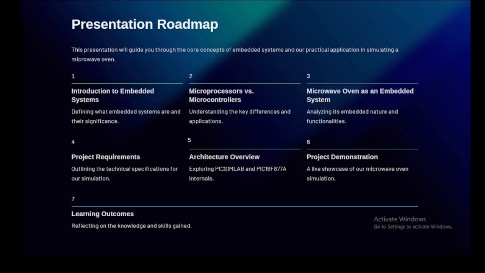So the presentation roadmap is as follows. This presentation will guide you through the core concepts of embedded systems and our practical application in simulating a microwave oven. First, an introduction to embedded systems, defining what embedded systems are and their significance. Second, microprocessors versus microcontrollers, understanding the key differences between them. Third, the microwave oven as an embedded system, analyzing its embedded nature and functionalities. Fourth, project requirements, outlining the technical specifications required for this project.